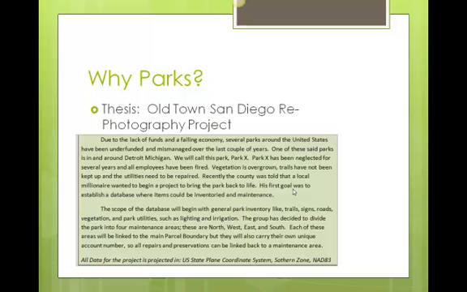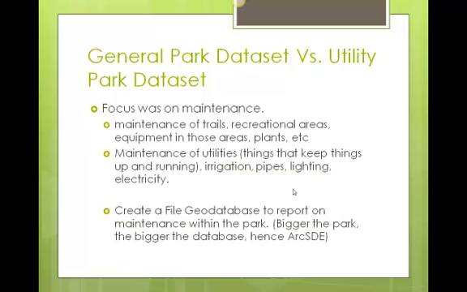So I thought it might be kind of difficult to look at the whole park boundary. So I've decided to come up with maintenance areas for the park and divide the park up into northwest, east, and south. Each of these areas will be linked back to that main parcel boundary through its unique account number that probably should also match the account number that the county uses for tax purposes for the park. So the focus was on maintenance.